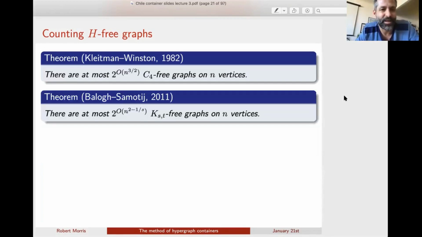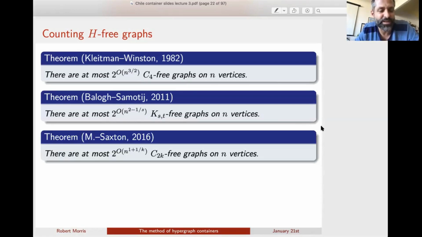Then there was a long gap before Balogh and Samotij proved, extended this result to K_{s,t}-free graphs. Though note that this only gives you the edge conjecture when we know a corresponding lower bound, right? So this n to the 2 minus 1 over s is known to be the correct order when t is bigger than (s minus 1) factorial. Okay? But this Balogh-Samotij paper was extremely important in the development of the container method. You should think of this as being sort of the first hypergraph container lemma, in some sense.